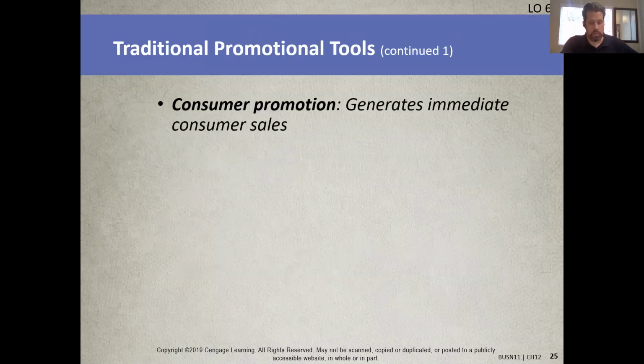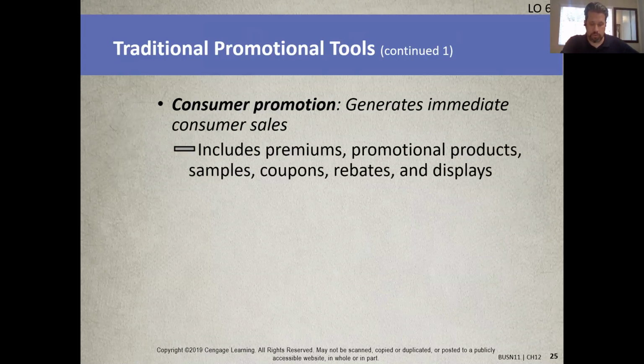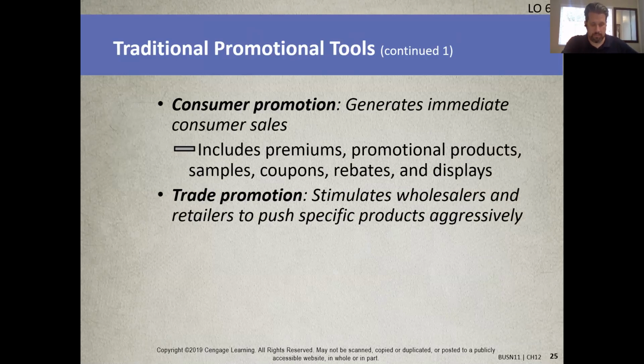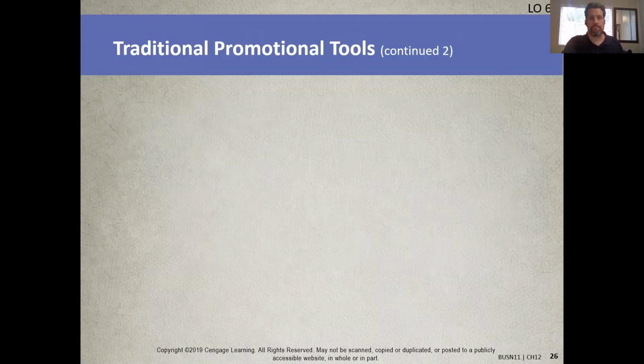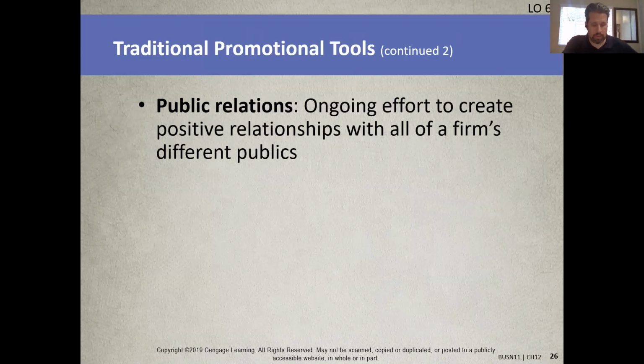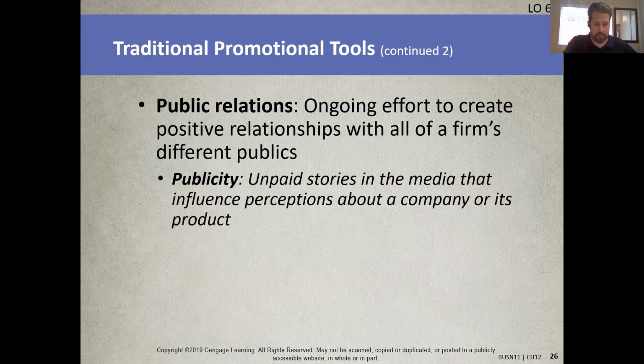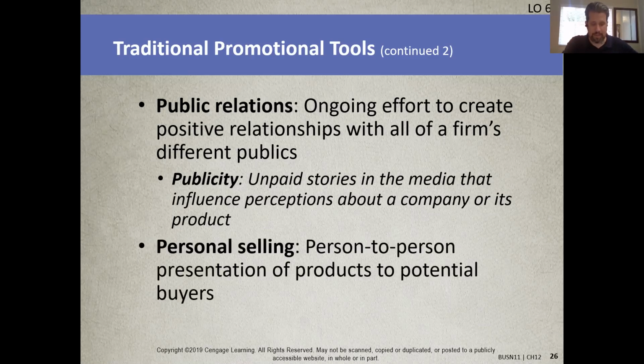Consumer promotional tools include premiums, promotional products, samples, coupons, rebates, and displays. Special deals and allowances are the most common form of trade promotion, especially for consumer products. The end game of public relations is to boost demand by generating positive publicity. Some of the advantages of publicity are that it is usually credible and that it is almost free. The greatest disadvantage of publicity is that the marketer has no control of how the company or its products are portrayed.